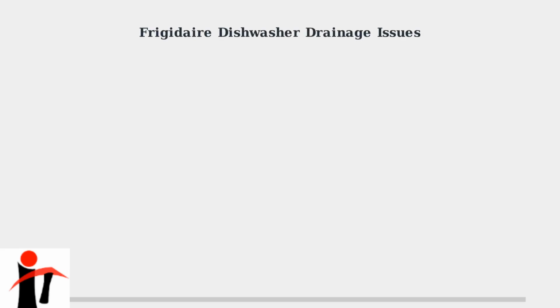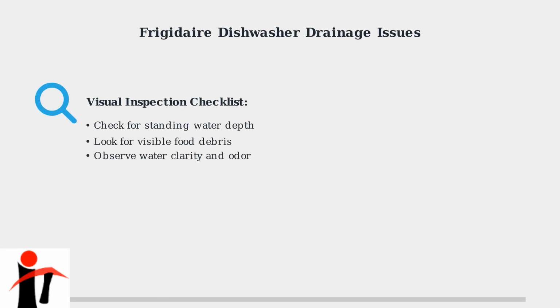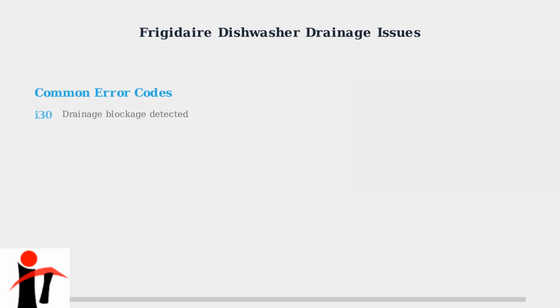When your Frigidaire dishwasher isn't draining properly, the first step is performing a thorough visual inspection to identify the root cause of the problem. Modern Frigidaire dishwashers display specific error codes to help diagnose drainage problems. The most common codes are I30 for drainage issues, IF0 for flood conditions, and I20 for drain pump problems.